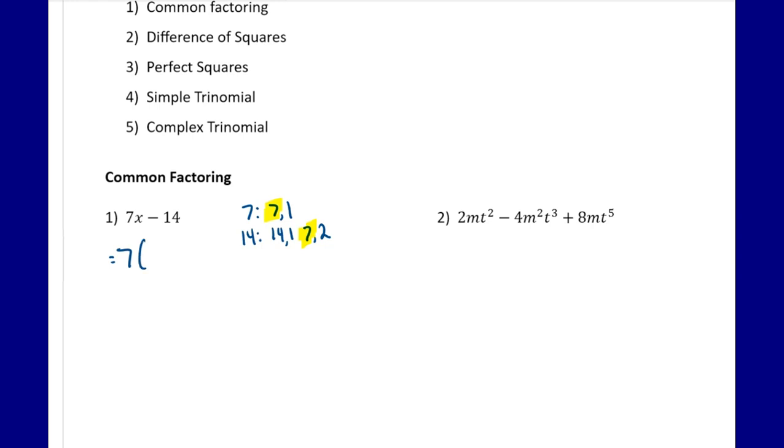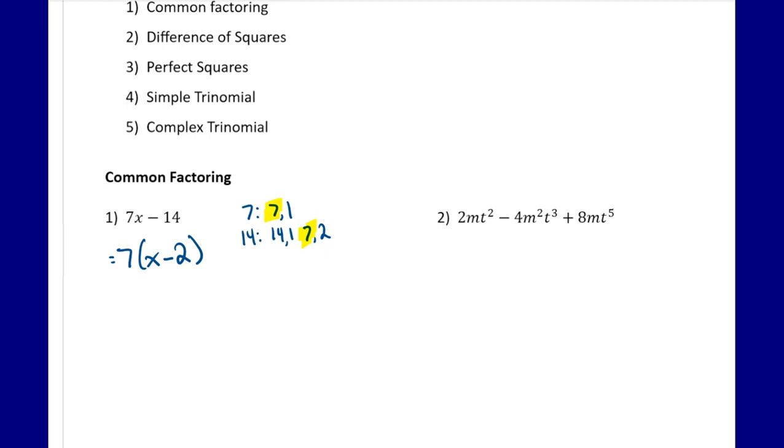We do that, the greatest common factor comes outside, and we divide each term by that. So 7x divided by 7 is x. Negative 14 divided by 7 is negative 2. You could also think of it as, 7 times what gives me 7x? Well, x. 7 times what gives me negative 14? We have negative 2. So this is my factored form. I can't factor 7 any further, and I can't factor x minus 2 any further.